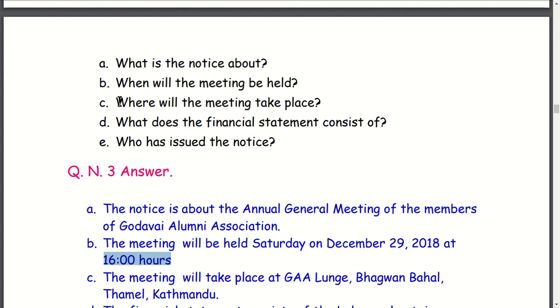Number C: Where will the meeting take place? The name of the place is asked. Very easy questions are here. Where will the meeting take place? Then you should start from here.